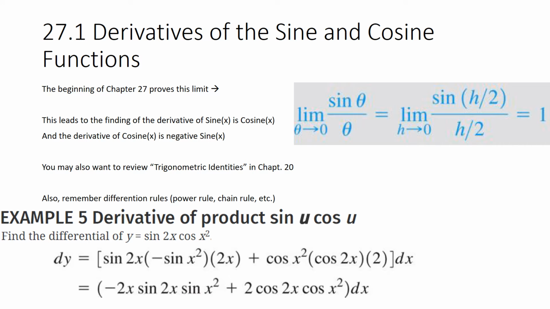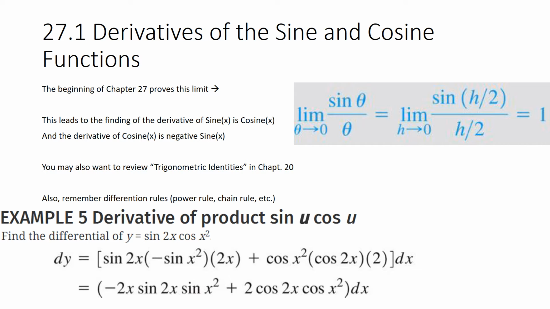So let's, for example, take the derivative of the sine of 2x multiplied by cosine x squared. So here we can see that the sine of 2x, let's call that u, and cosine of x squared, let's call that v. So we know from the chain rule that the derivative of u times v is u times the derivative of v plus v times the derivative of u. So here u is sine 2x and v is cosine x squared.